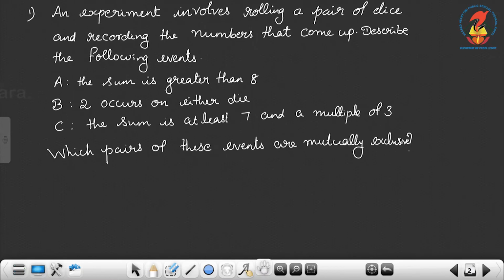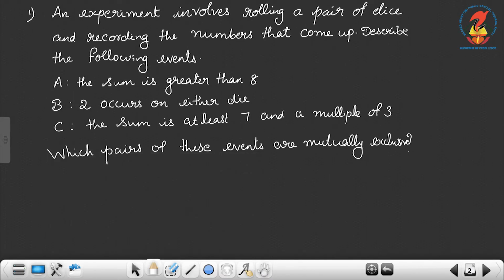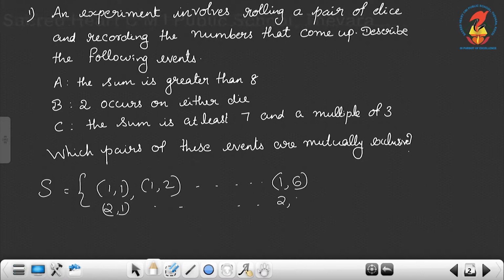For rolling a pair of dice, not a single die, pair of dice, what is the sample space? S is equal to set of ordered pairs, 1, 1, 1, 2. Sample space means set of all possible outcomes. So maybe we get 1, 6. Then 2, 1, 2, 2, 2, 3, etc. 2, 6. 3, 1, 3, 2, etc. 3, 6. 4, 1, 4, 2, 4, 6. 5, 1, 5, 2, 5, 6. So the last row 6, 1, 6, 2, 6, 3, 6, 4, 6, 5, 6, 6. So there are 36 outcomes. Okay, this is sample space.